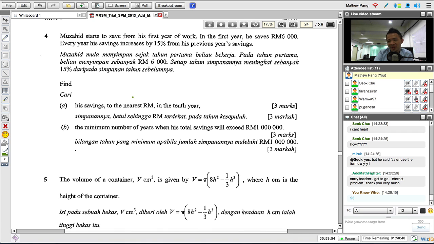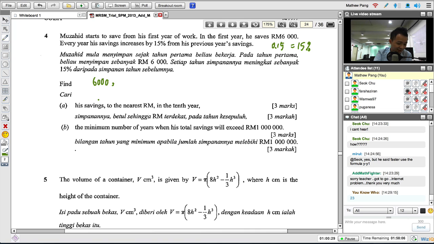I think this one is a progression, mostly a geometric progression. Here, 6,000 is the first year, and every year his saving increases by 15%. So what is the saving for the next year? A lot of students will multiply by 0.15, because 15% is 0.15. Yes, you are right, but if you multiply 6,000 by 0.15, you will get a smaller number.